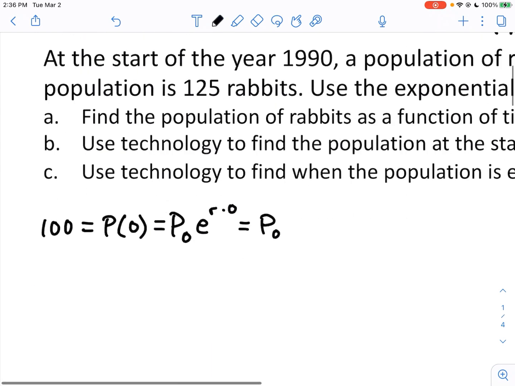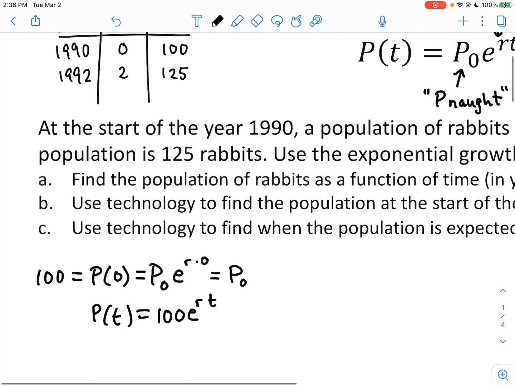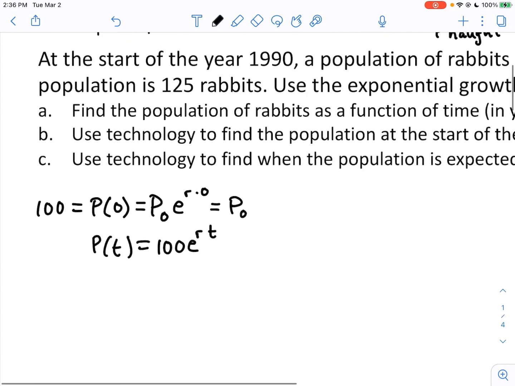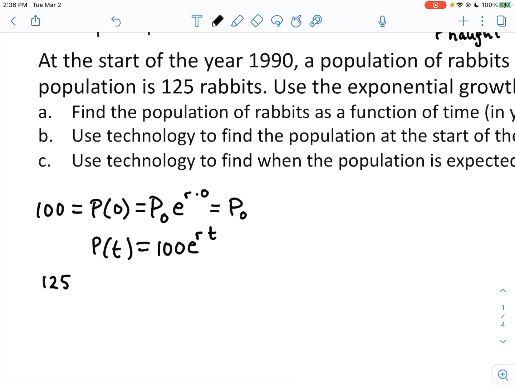My model now looks like the following. P of t is equal to the P naught we can replace with 100. Once you determine P naught is 100, that stays 100. e to the rt. Once we know what r is, that's also going to stay constant. To help determine r, we need to know an additional point of data. So at time 2, the population needs to be 125. So 125 rabbits will be the population at time 2, which will be 100 e to the, and t becomes 2, so this becomes 2r. And this becomes an equation that we have to solve for r.